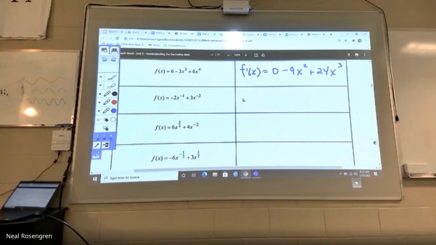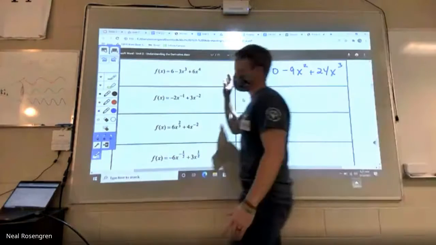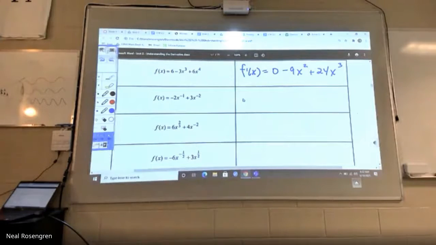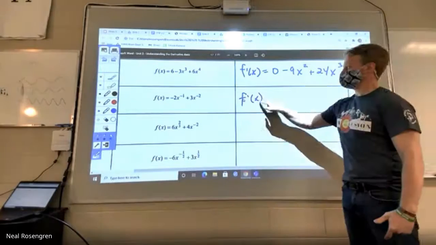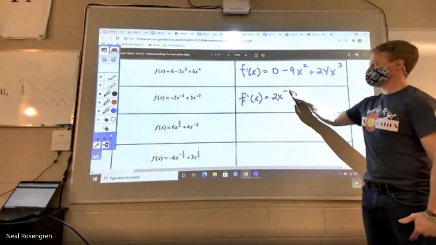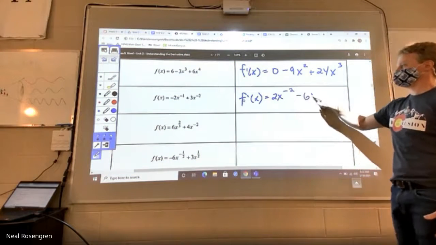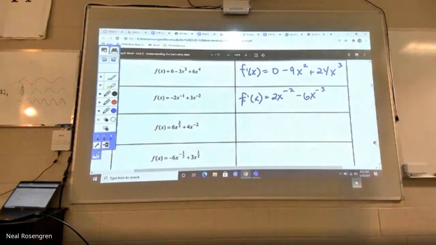Well, the derivative of a constant is always just going to be 0, right? So that exists on its own, regardless of whatever this rule is. Okay, the derivative of a constant is always 0, but what about the other two? How do we do it? I'll do another one. f prime of x, 2x to the negative 2 minus 6x to the negative 2.